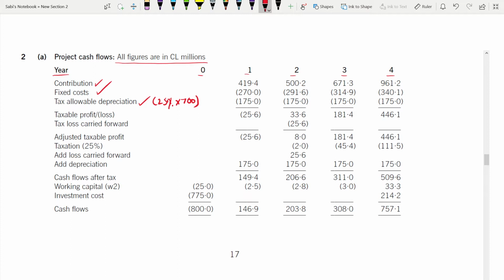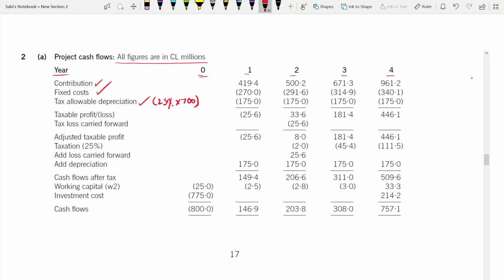And don't start with year 0. Keep this blank. In year 0 you are only writing your working capital and your initial investment. Only these two go in year 0. Rest all falls from year 1 to 4. So taxable profit, if you see, first year it is a taxable loss, and you have a policy to carry forward the losses and adjust it with the taxable trading profit. So if you see 25.6, here you have nothing to adjust. That means no tax. And you have to add back your depreciation here.